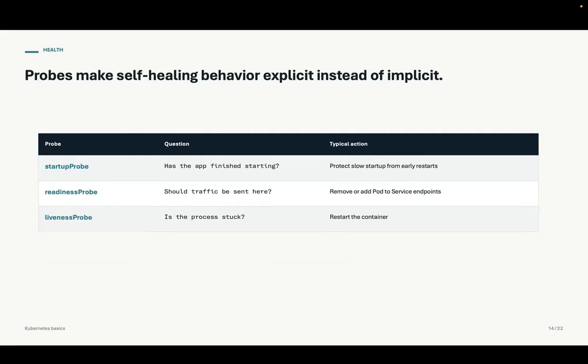Moving on to health. Kubernetes definitely needs a way to understand the application health because it makes decisions based on these health metrics. There are various health measuring mechanisms. There is a startup probe, readiness probe, and liveness probe.